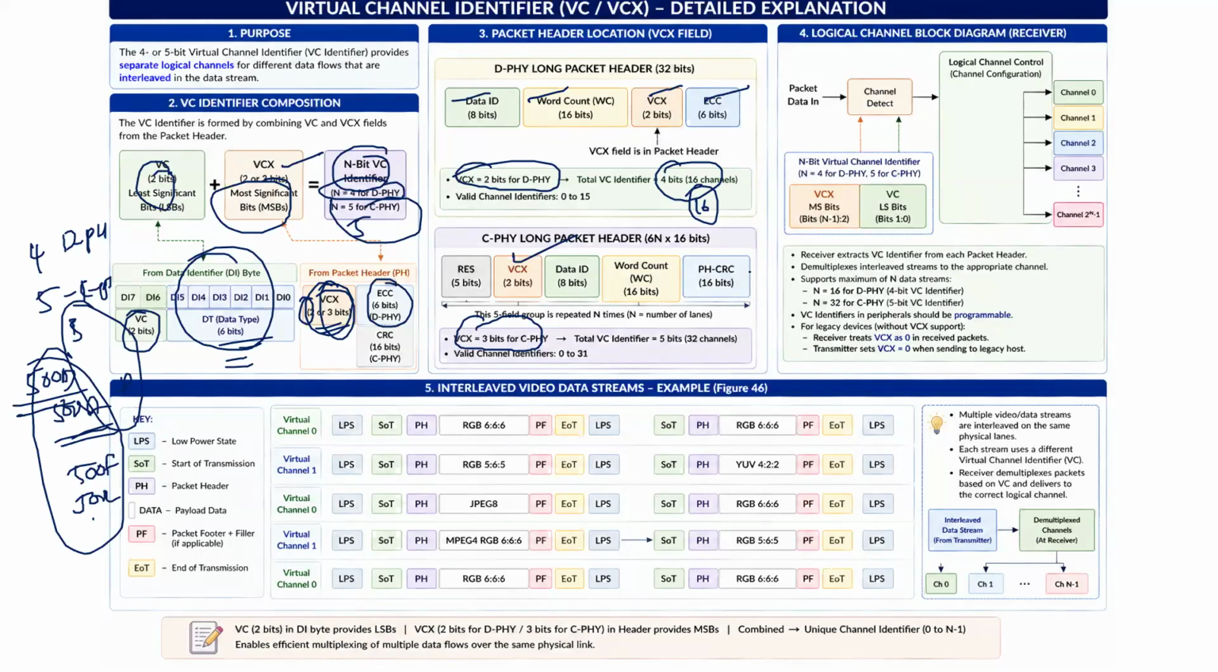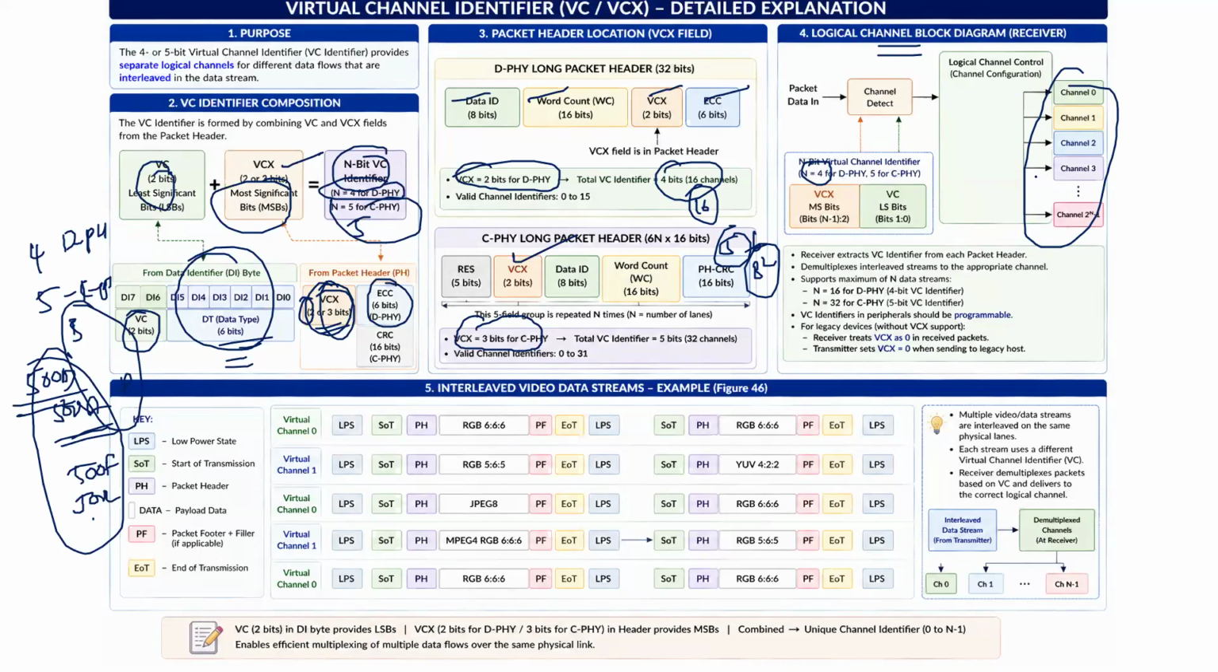And then in the C5 layer, we have 5 bits. That means a total of 32 channels are being used, right? So that is the logical channels block diagram we have. Channel 0 to channel 2 power n minus 1 depends upon the lanes used in the DeFi layer. So it ends here.